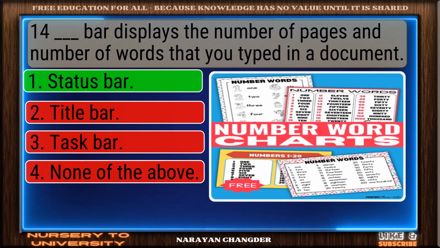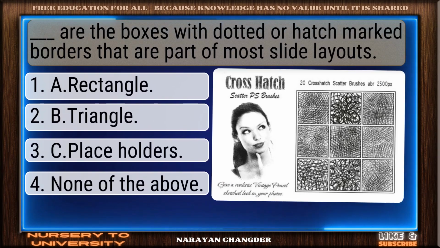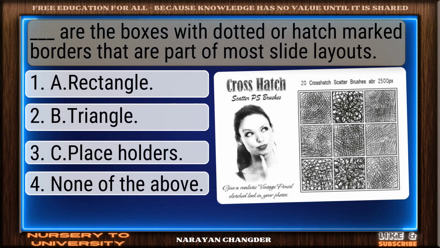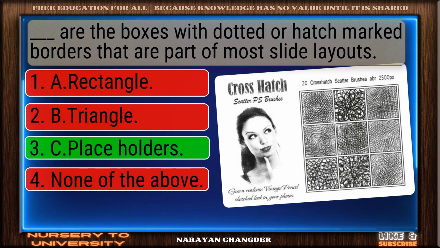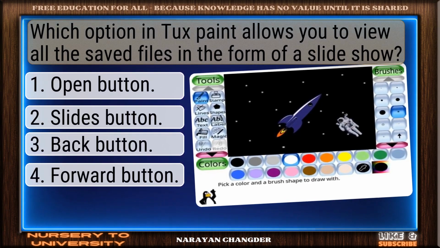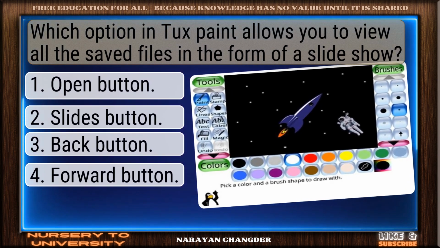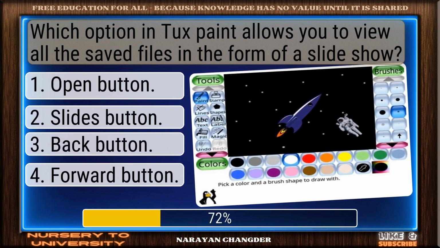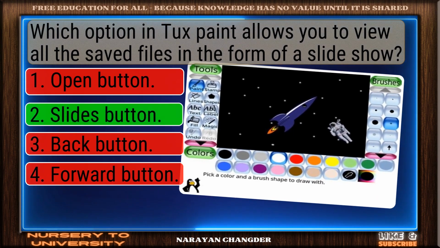Excellent choice. Status bar is right. Placeholders are the boxes with dotted or hatch-marked borders that are part of most slide layouts. Clear logic. Placeholders is sound. Which option in Tux Paint allows you to view all the saved files in the form of a slideshow? Bravo! Slides button is the answer.